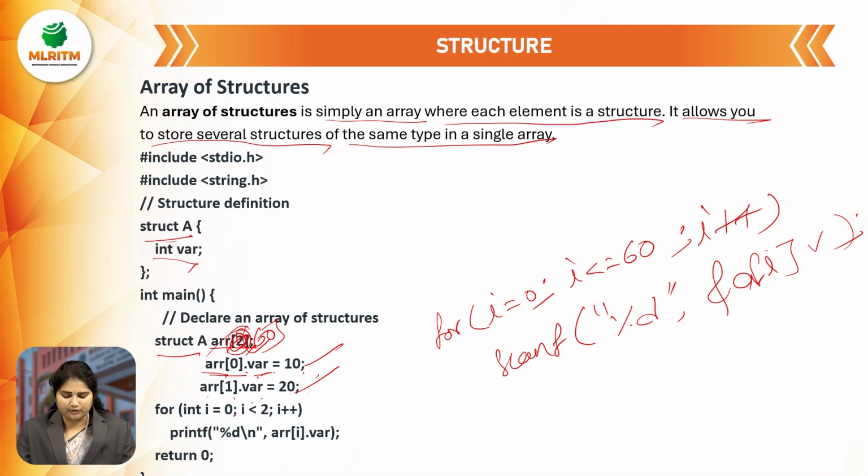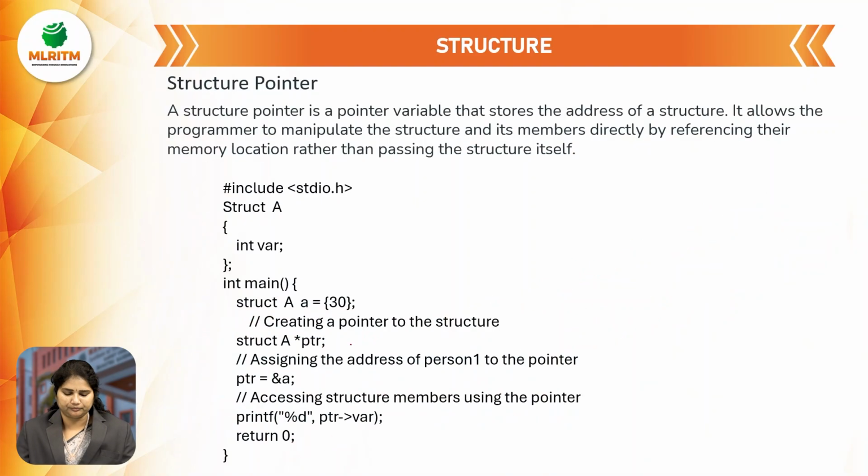Okay, for int i equals 0, i less than 2, i plus plus. How will we print those 2 elements? printf %d comma array of i dot var. Like this we will use the array of structures in C language.